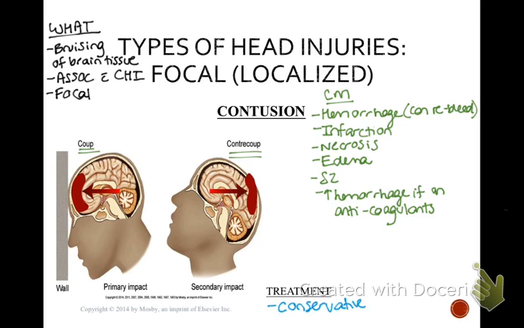So treatment's typically conservative. We treat symptoms. Again, there's not much we can do. We're going to talk about bleeds in a little bit if they get significant, but it's a specific bruising. A contusion is a specific bruising, and we just kind of treat them conservatively, treat the symptoms.